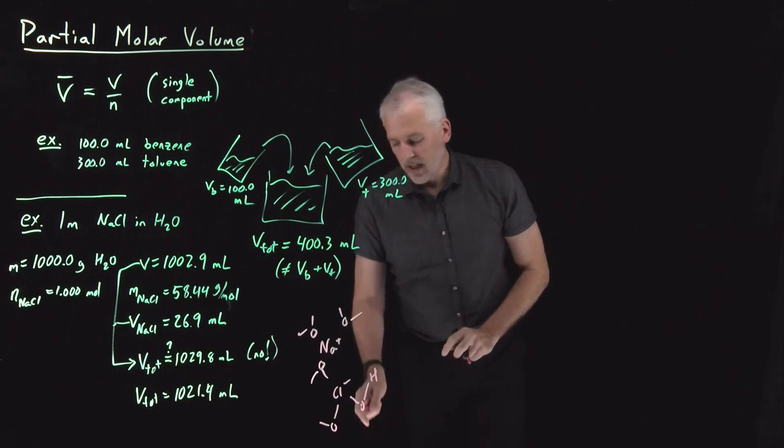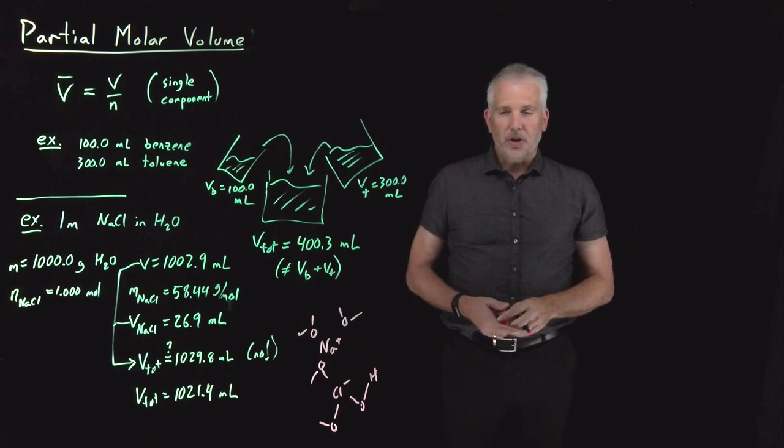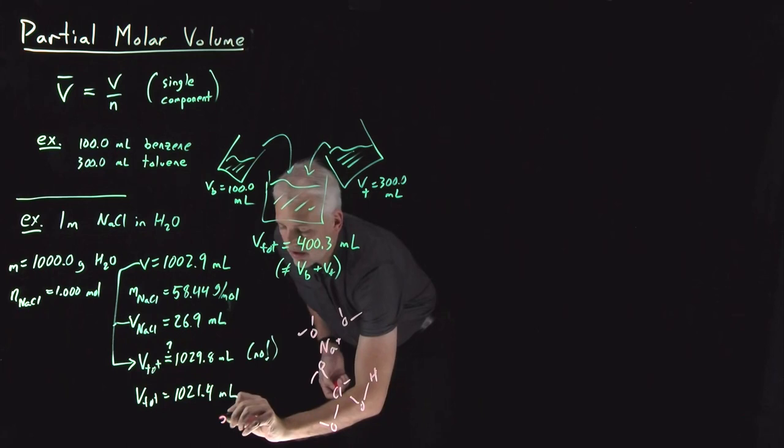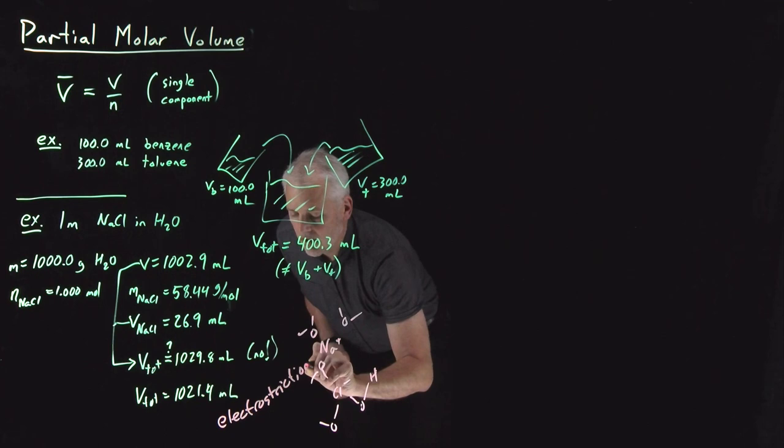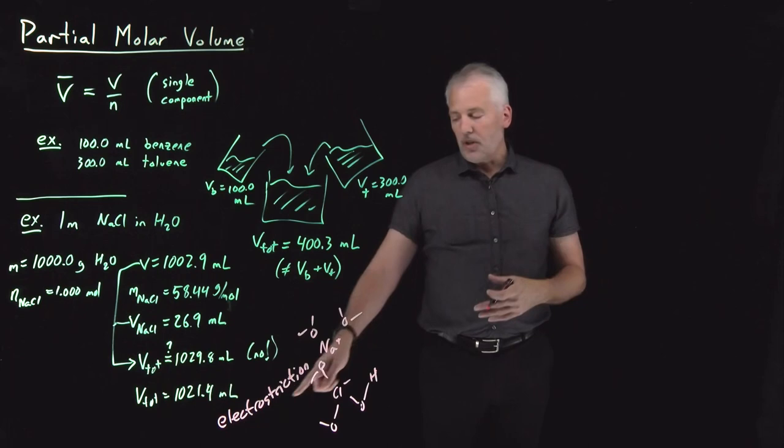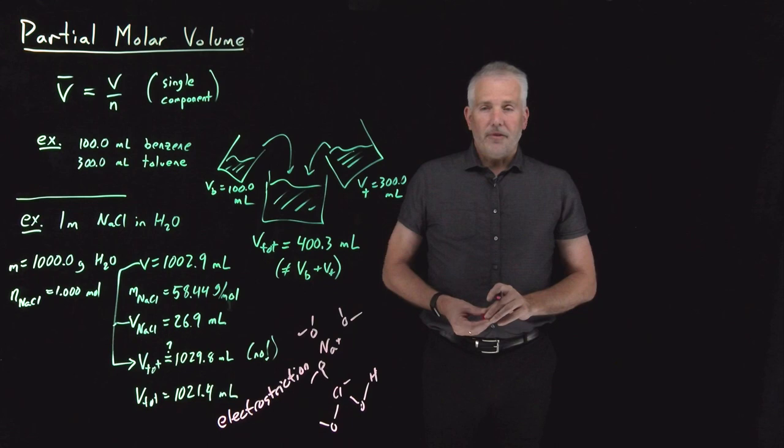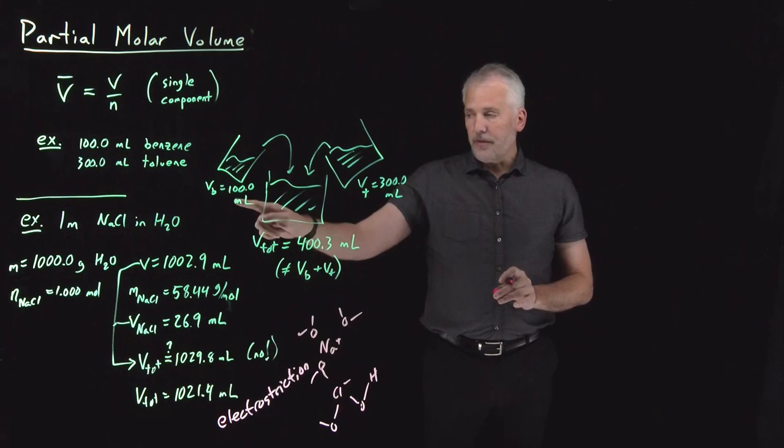So the effect of these bare positive and negative charges is to compact the water structure a little bit. That phenomenon is called electrostriction, which is just a way of saying that the electrostatics, the electric field of these ions, pull the waters closer together. That's a fairly common phenomenon for ionic salts in polar solvents like water. But the more general feature, even if we're not dealing with polar solvents or ionic solutes, is that volume is not an additive property.